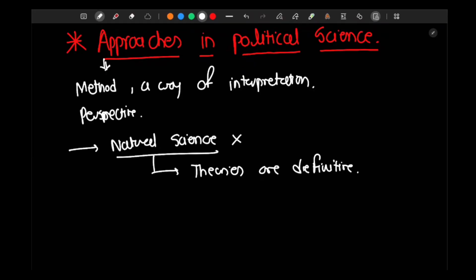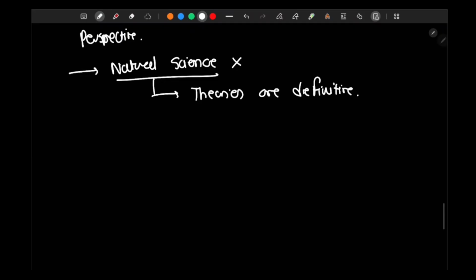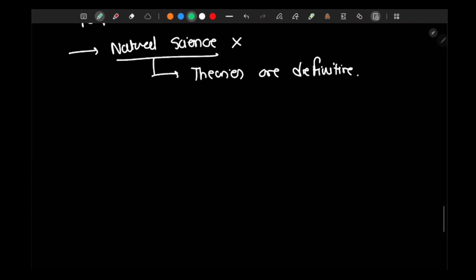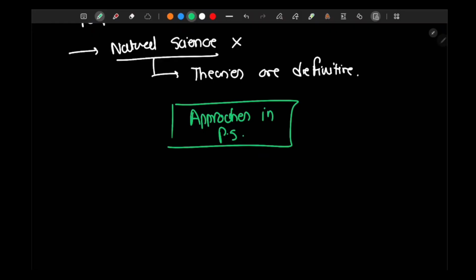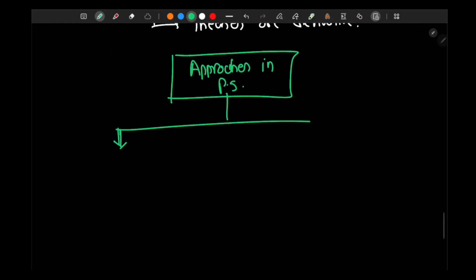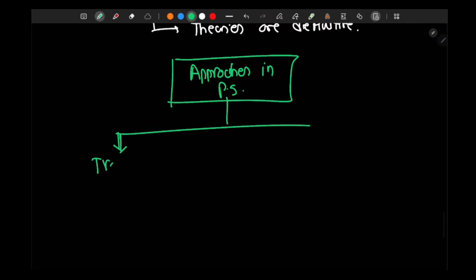So we have to understand the perspectives in political science, approaches in political science. I will give you a broad overview of approaches in political science. There are two broad kinds of approaches in political science. The first kind is traditional. The second kind is modern.